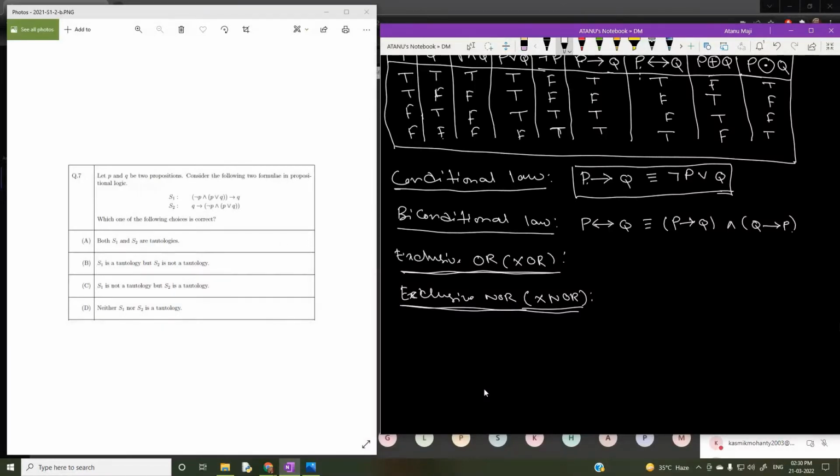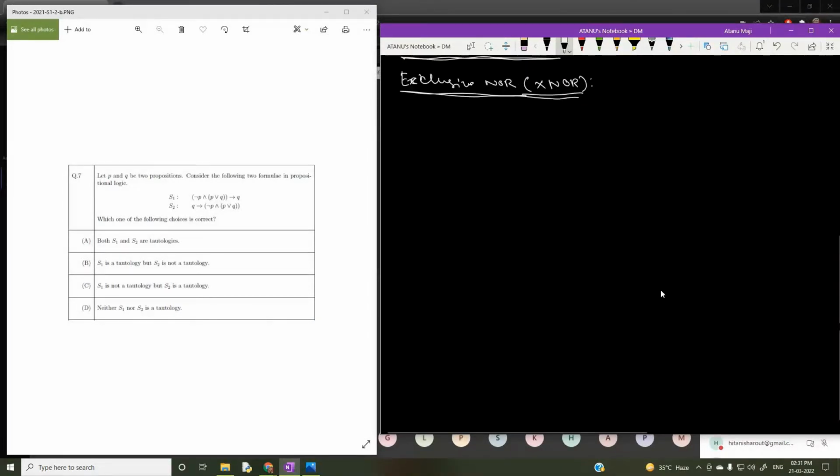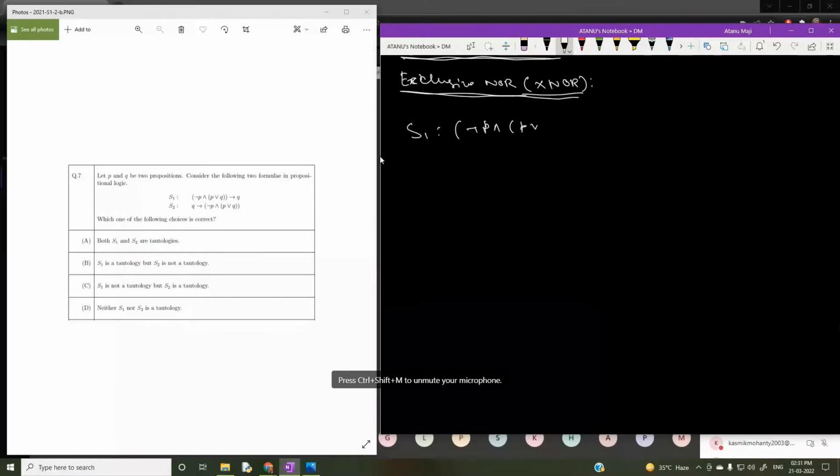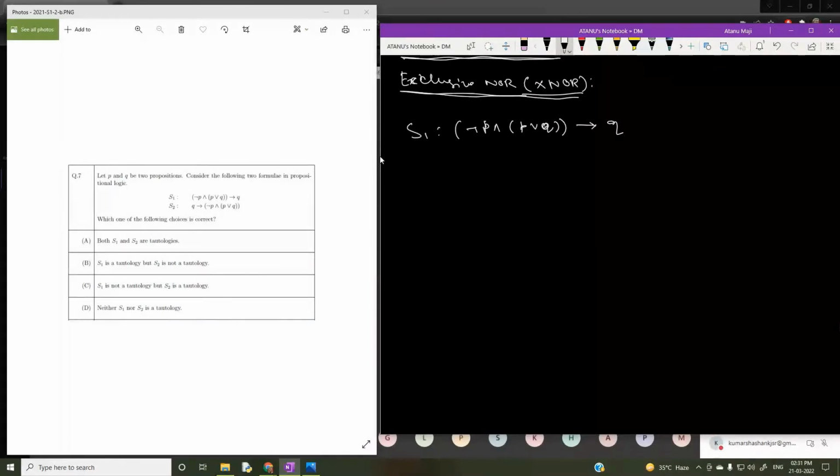Okay, so let's solve this question, question number 7. Two expressions are given, the first expression is S1. We have the negation of P, conjunction with P disjunction Q, and this whole thing implies the proposition Q. Here you can see only two propositions, P and Q, are there. So to make the truth table, first make two columns for these two propositions P and Q.